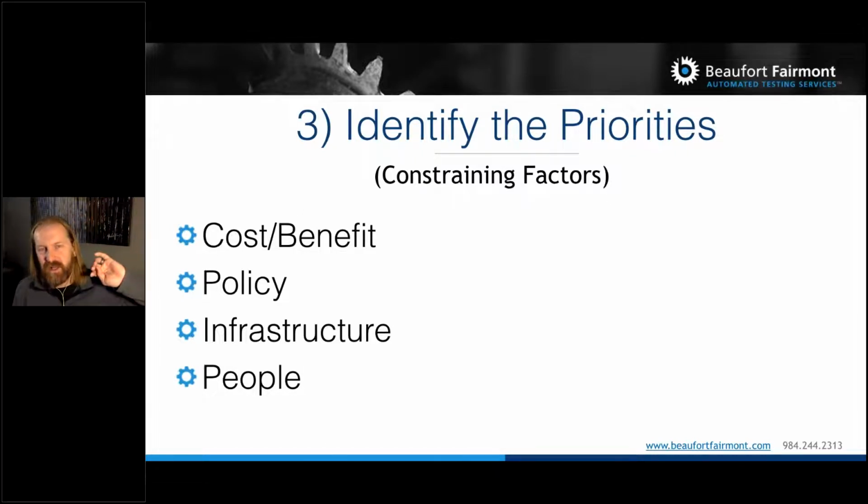Cost benefit, we talked about a lot. Policy is the idea of, are there internal rules that we have to follow that will change this decision and are a priority for how this decision should work? Are there regulations outside of our company that influence the choices that we make? With an automation tool, it seems like this wouldn't matter, but it does.